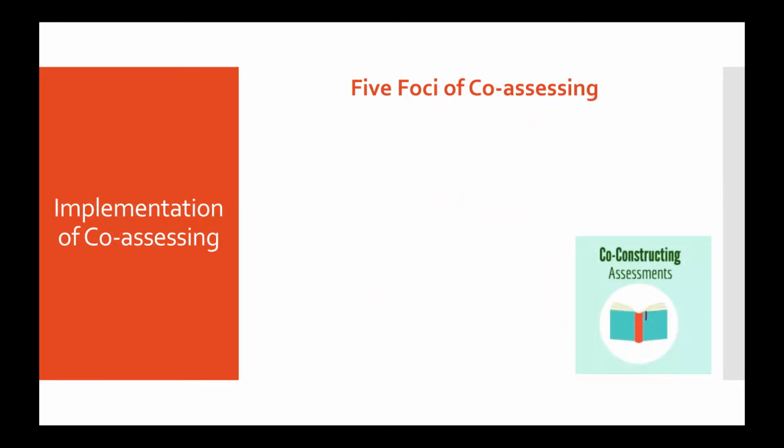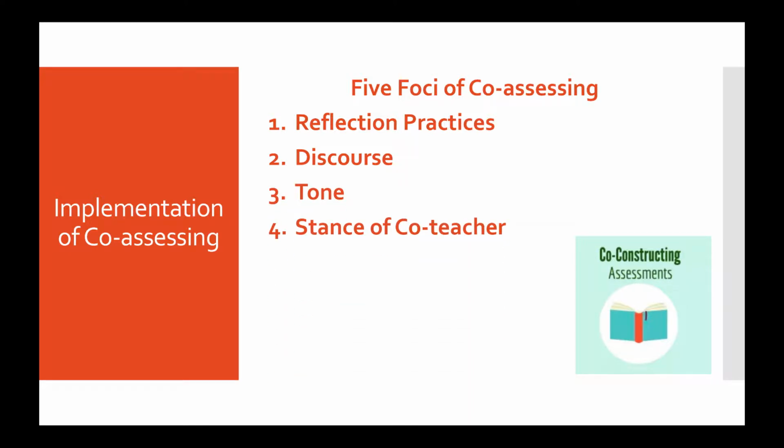Much like co-planning, there are 5 categorical foci of co-assessing, and they are reflection practices, discourse, tone, stance of co-teachers, and productivity. You may notice that the last 4 components are identical to the last 4 components in co-planning. This is true. Those same core components will be repeated and need to be focused on to ensure effective co-assessing. Please feel free to refer to the rubric while we discuss these next few slides, as well as to stop the training when prompted or when needing to review the rubric.